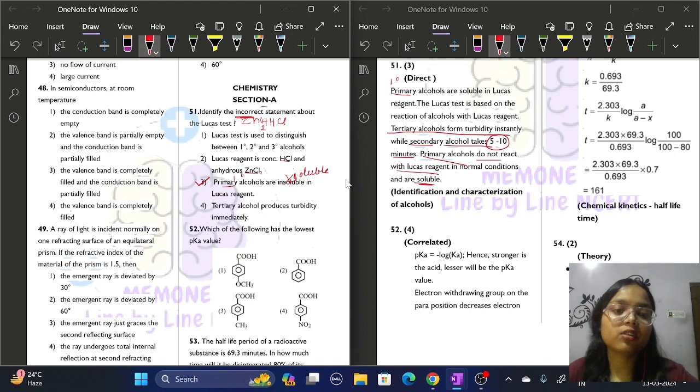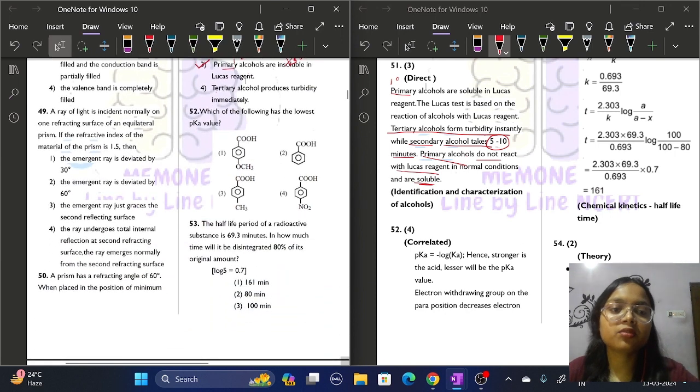Let's also read the fourth statement. In the fourth statement, it is given that the tertiary alcohol produces turbidity immediately. So this statement is also correct. So automatically the third statement is the incorrect one and the correct answer to this question.